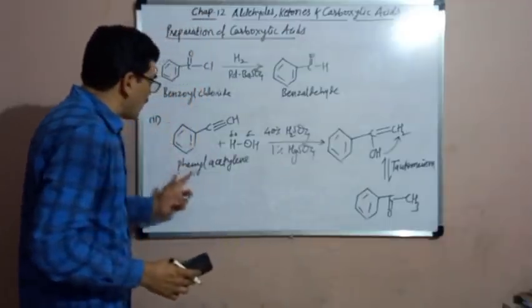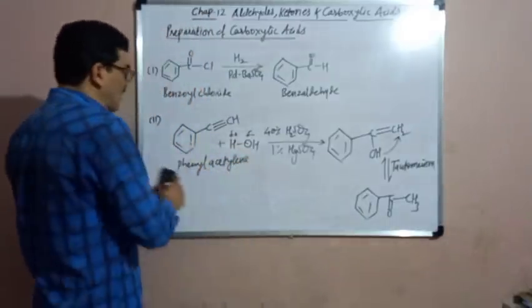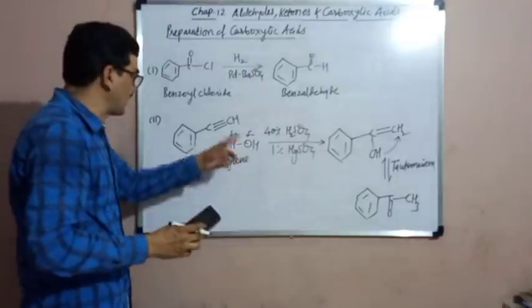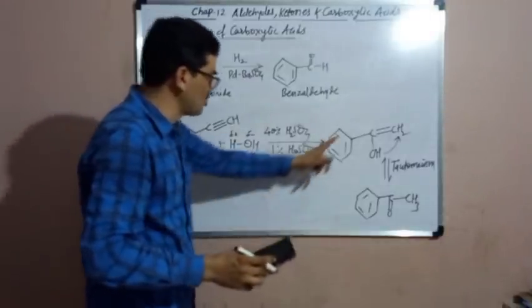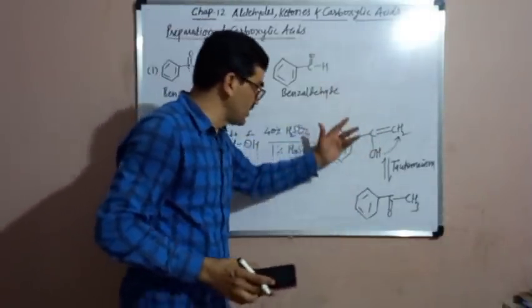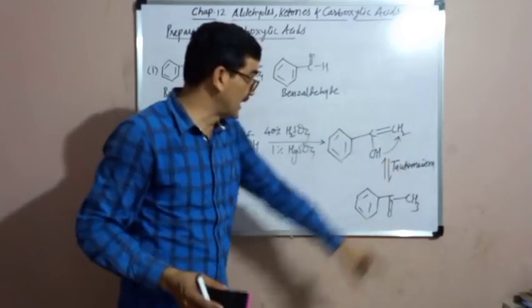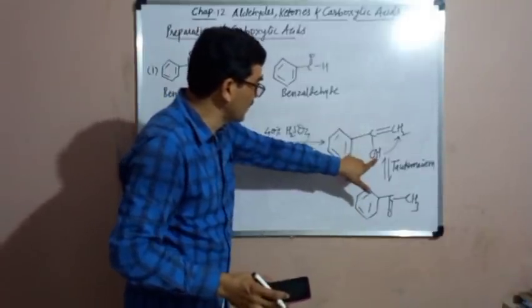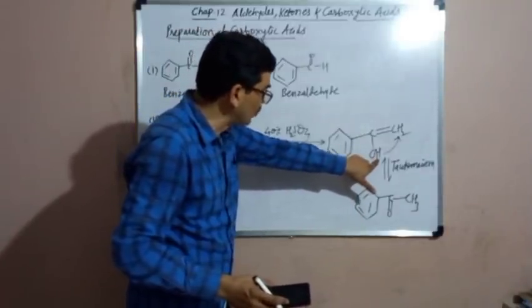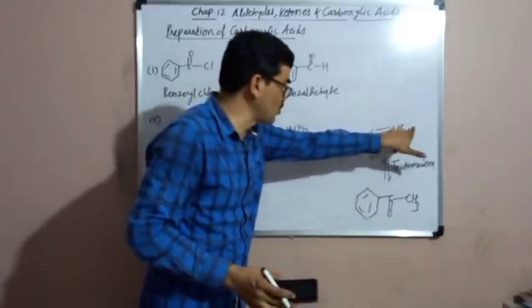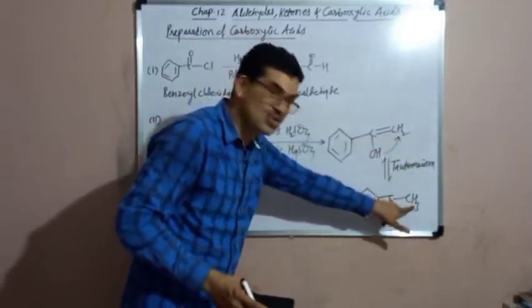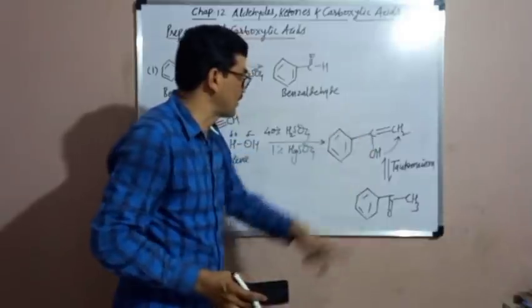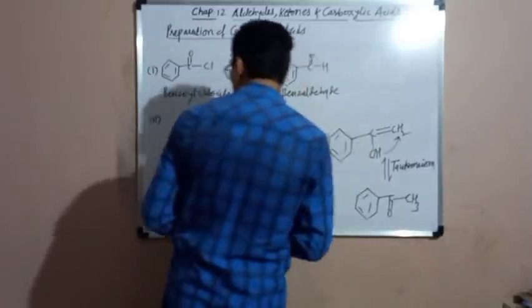Here, addition of water occurs. Addition of water is nothing but hydration. Hydration of phenylacetylene gives this intermediate compound. This intermediate compound tautomerizes. That is, it is converted to the isomer. In this isomer, what happened there? There is a migration of a hydrogen atom from OH to the CH2 group. CH2 gets converted to CH3, and there is a formation of a carbon-oxygen double bond. So this is the acetophenone.